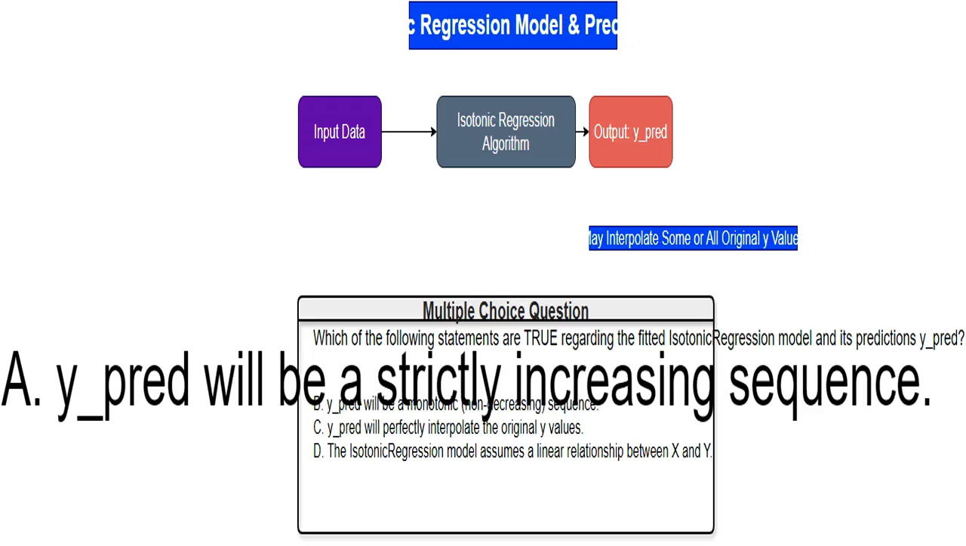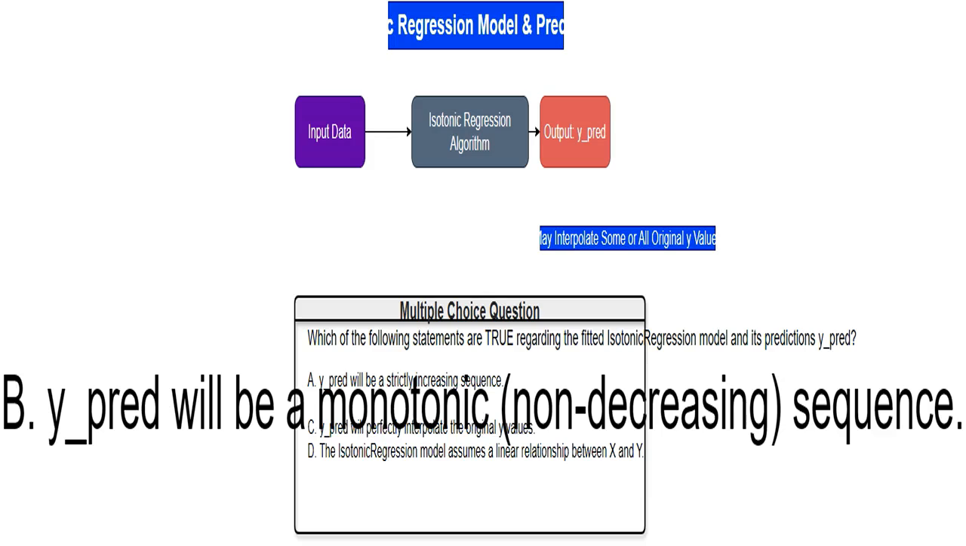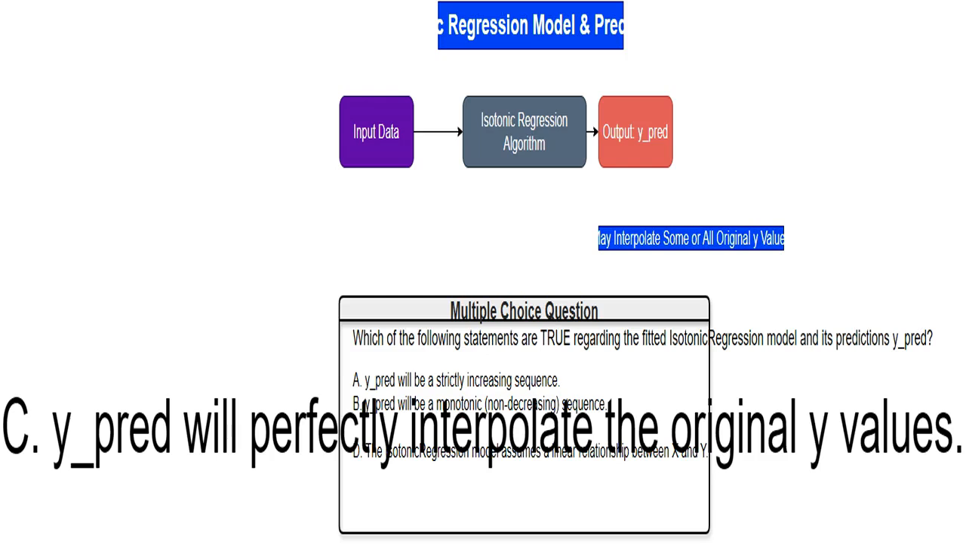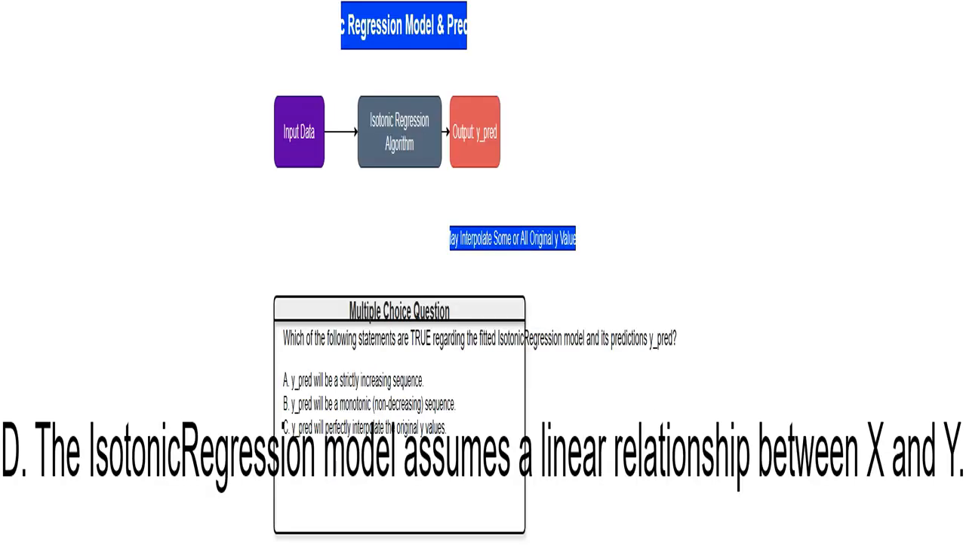This statement is asking, will y_pred always go up? The answer is likely no, because the original Y values aren't strictly increasing. Will y_pred always go up or stay flat? Since that's the fundamental rule of isotonic regression, this is probably true. This question is about whether the predicted values will match the original Y values precisely. It might not. It depends on the data and how well the algorithm fits it. Isotonic regression assumes that the relationship between x and y increases or stays the same. It doesn't require a straight line relationship.